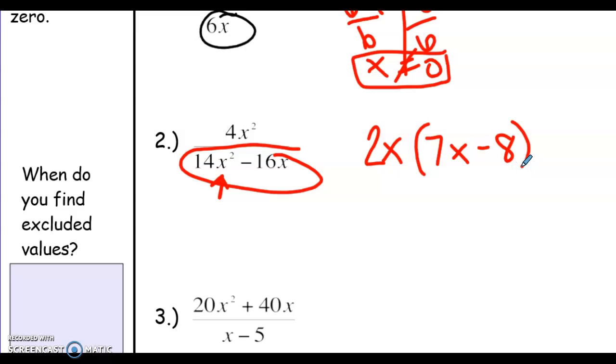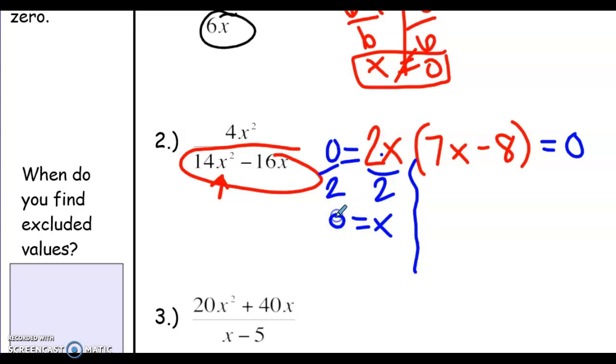Okay, this means that there's going to be two different things that the bottom cannot be. So I'm going to set 2x equal to 0, and I'm going to set 7x minus 8 equal to 0. So then, how do I solve this? You should be doing this problem with me, just in case you're not. Like, write it down, work along with me. How do I undo 2 times x? Well, I divide by 2. So in this case, x is 0, but because it's the bottom, I say it can't be 0, so my one excluded value is 0.